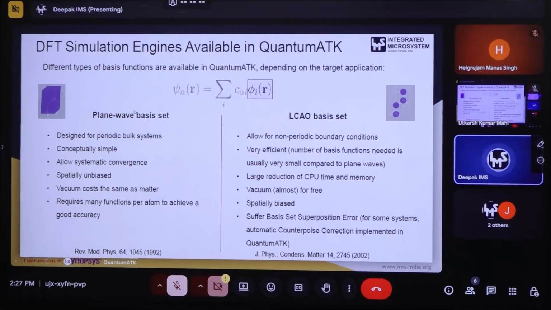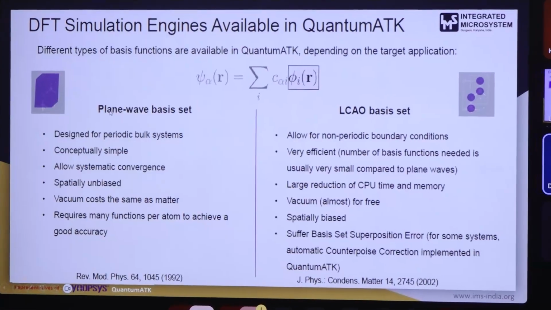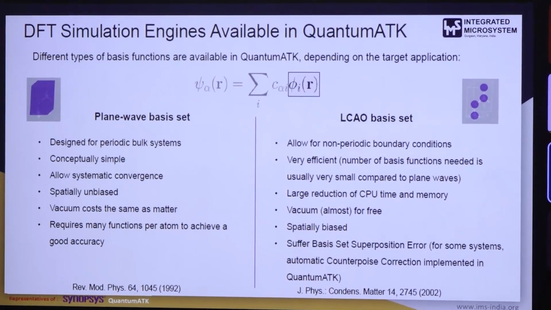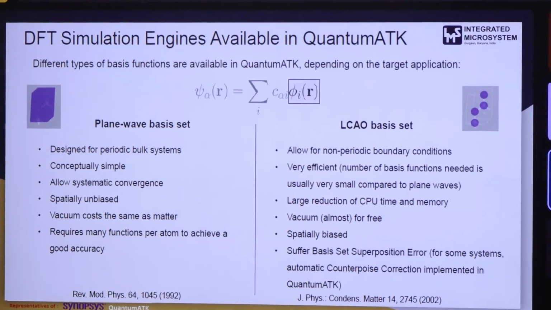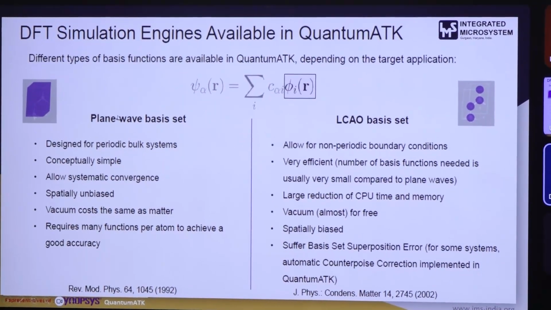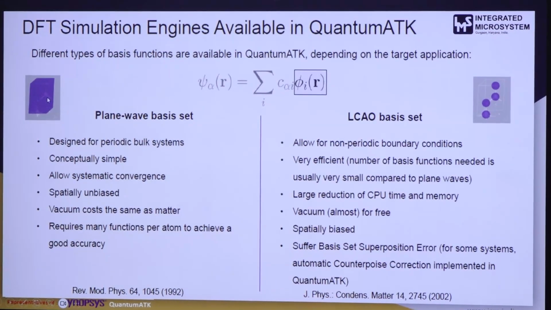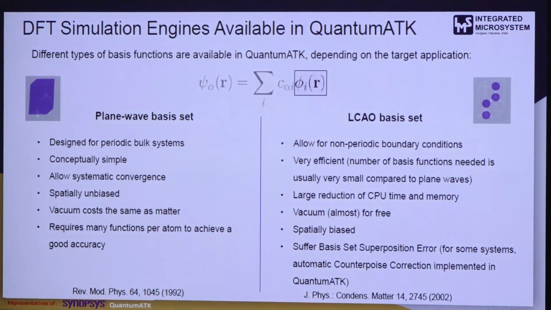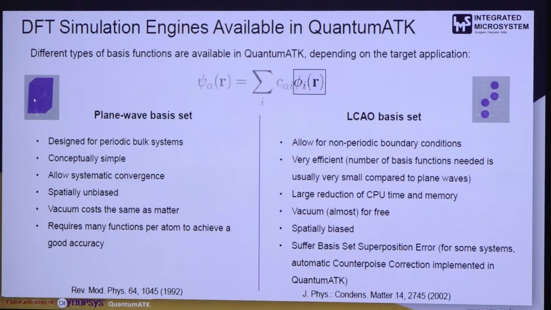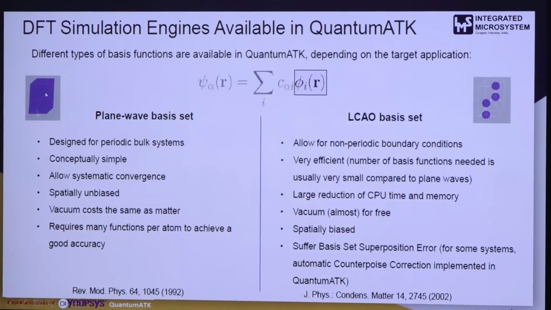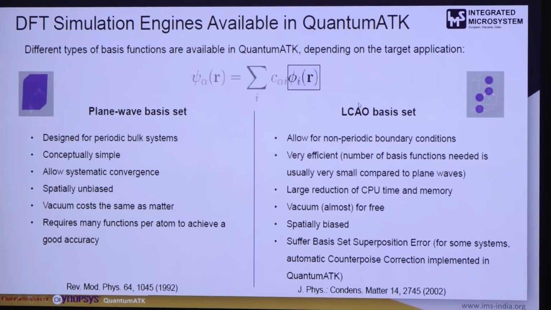So in the density functional theory, we support two types of basis set, the plane wave basis set and the linear combination of atomic orbitals basis set. In this slide, I have compared both basis sets. The plane wave basis set is designed for periodic systems, and it is conceptually simple, and it allows systematic convergence. It requires many functions per atom to achieve good accuracy, because it will also consider the vacuum as a matter.